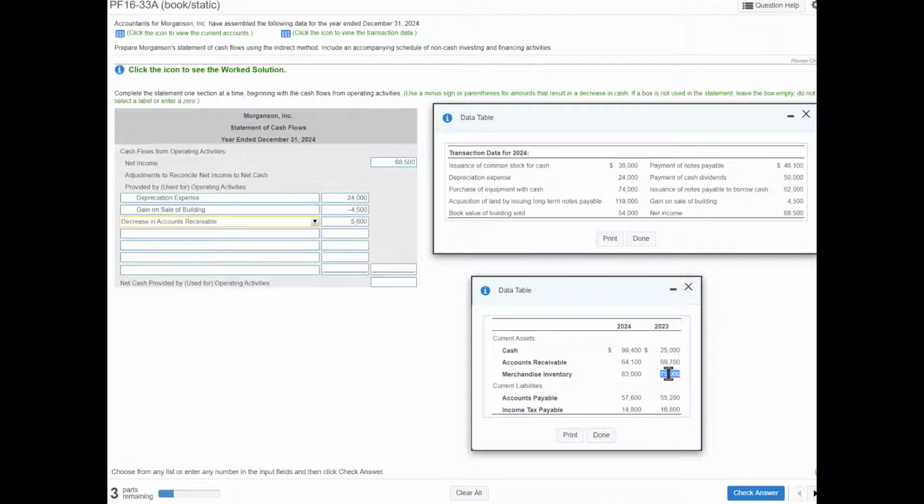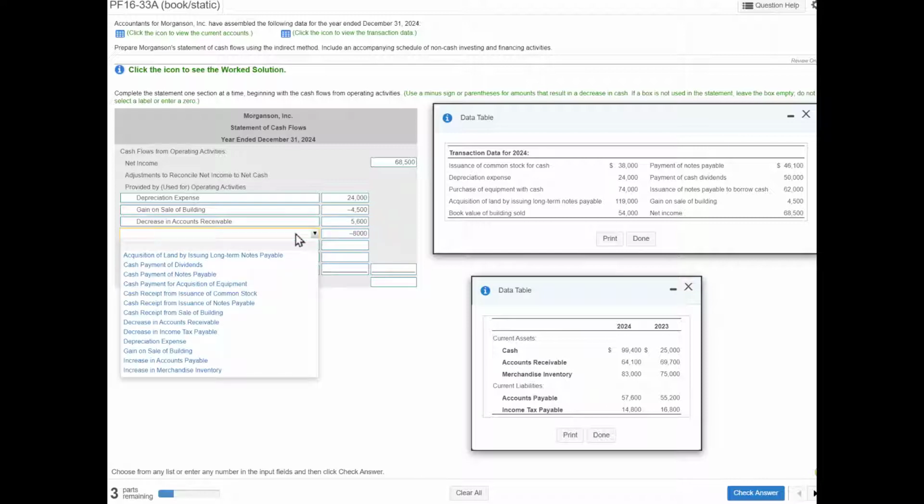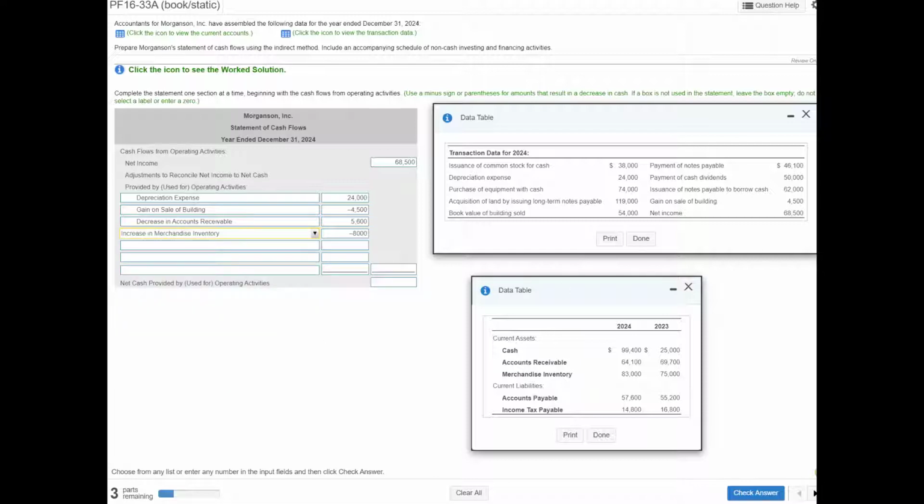Next, we've got inventory. It went up. So if inventory went up, what happened to cash? Well, we must have bought it, so cash went down. So we need to subtract the difference. Increase is 8,000. So we will subtract that because we had to pay for that with cash. So cash goes down. Increase in inventory.